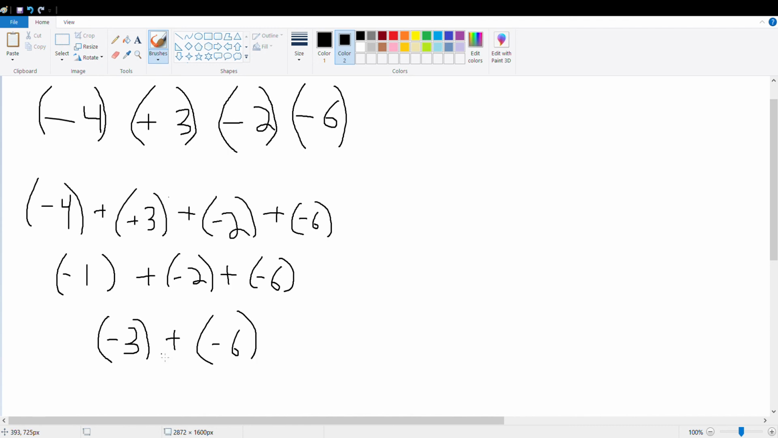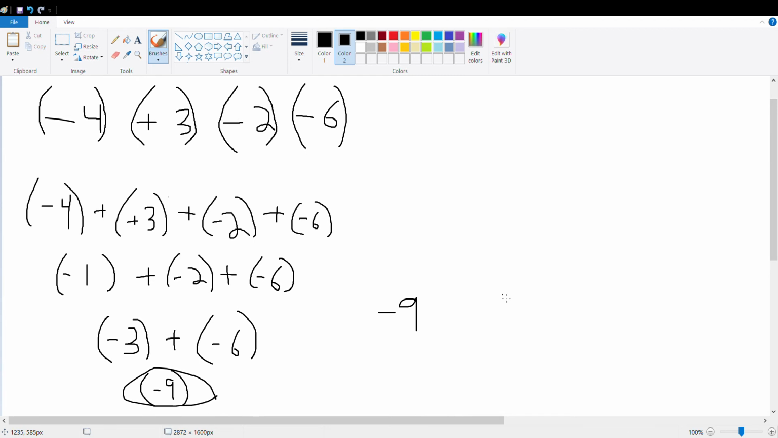And then finally we take negative 3 plus negative 6, and our signs are the same, so it stays negative. They're the same sign, so we add them together. 3 plus 6 is 9. So this right here would be our answer, negative 9 for this specific equation.